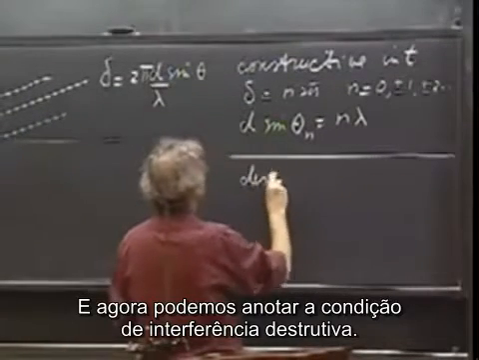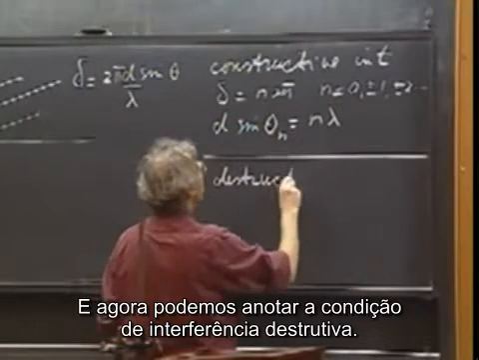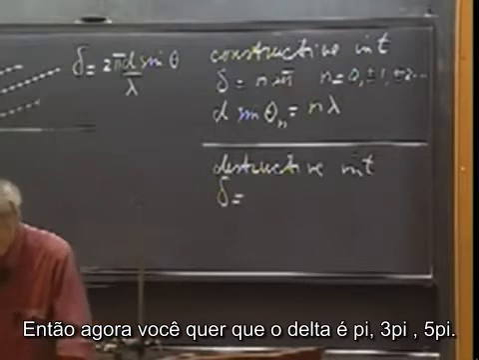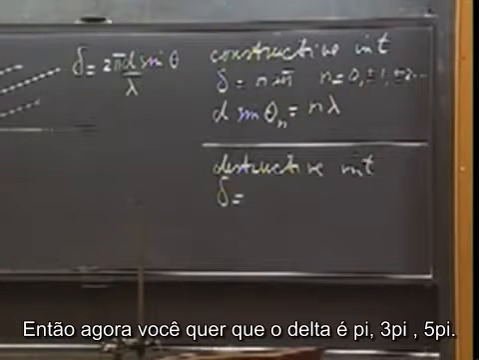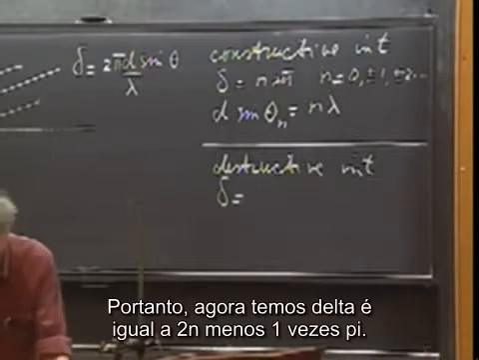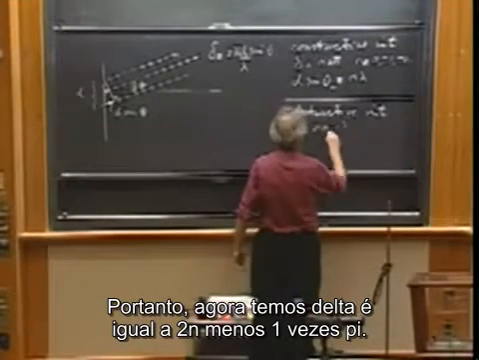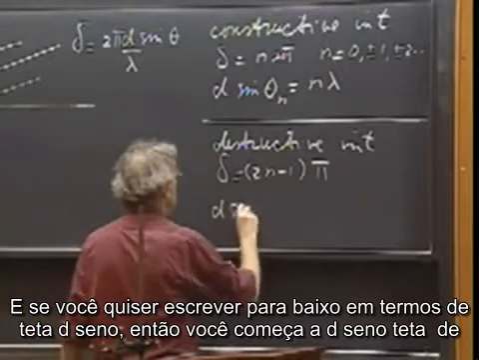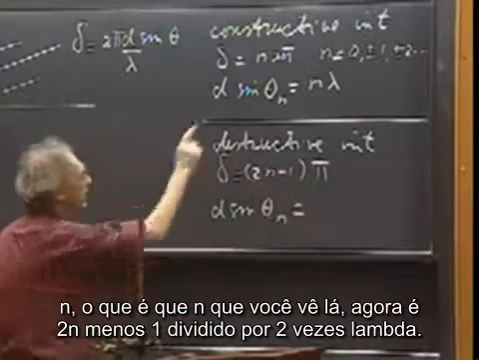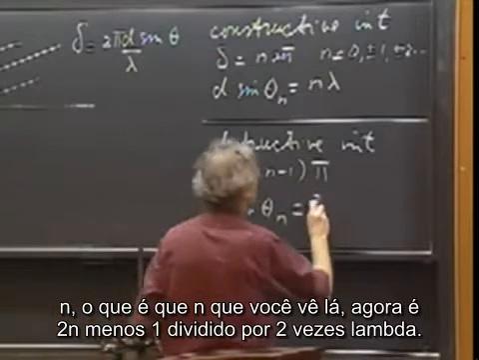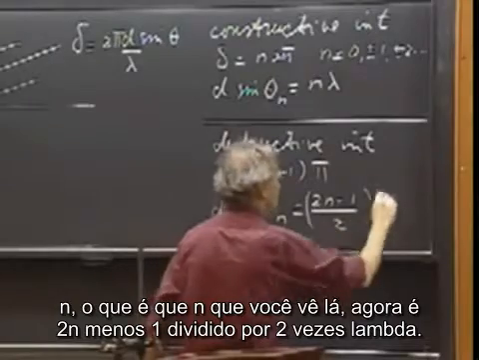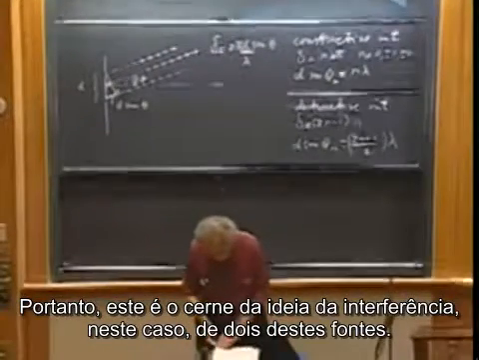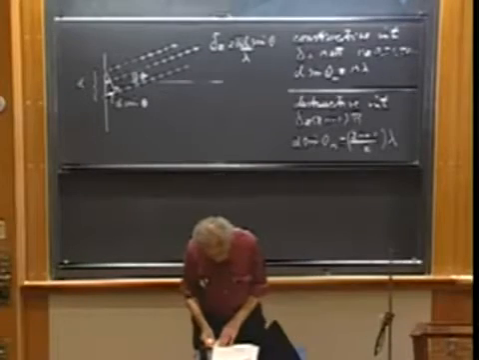And now we can write down the condition for destructive interference. So now you want that delta is pi, 3 pi, 5 pi. So now you have delta equals 2n minus 1 times pi. And if you want to write it down in terms of the d sine theta, then you get that d sine theta of n, which is that n that you see there, is now 2n minus 1 divided by 2 times lambda. And so this is at the heart of the idea of the interference, in this case, of 2 of these sources, 2 slits or 2 circular openings.